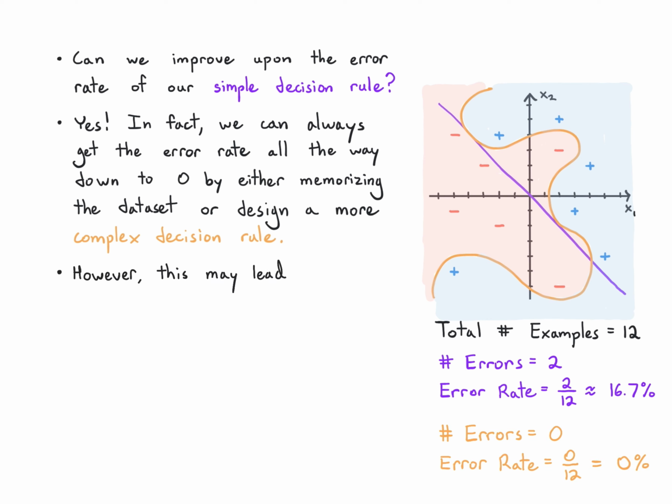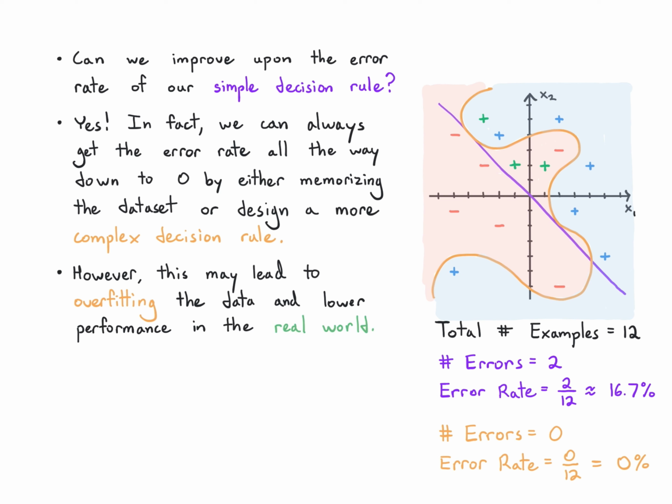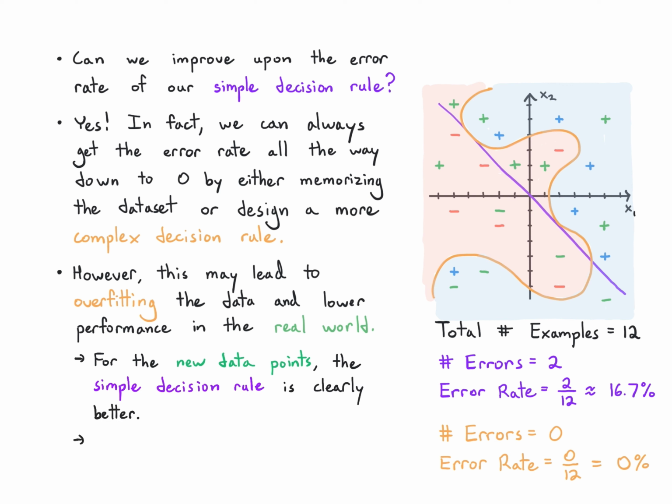Well, I might be overfitting my data. And then in the real world, because I've overfit my data, my performance might actually be lower. So here are some new data points from the real world. I now deploy my algorithm. And if you look at this for a while, you can convince yourself that the simple decision rule is actually doing a better job on these real data points than the complex decision rule that I proposed. So how can we avoid overfitting?